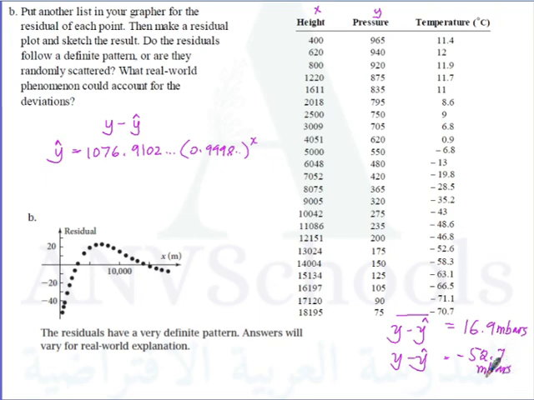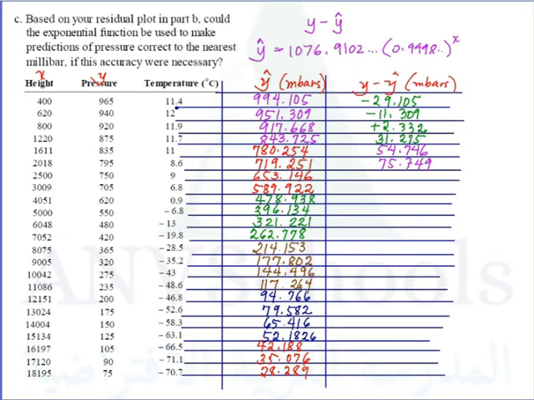So what is being implied here? What is being implied for letter C? For letter C, you cannot make predictions of pressure correct to the nearest millibar, because there is discrepancy in the residuals of your y hat function. So the answer here is no.